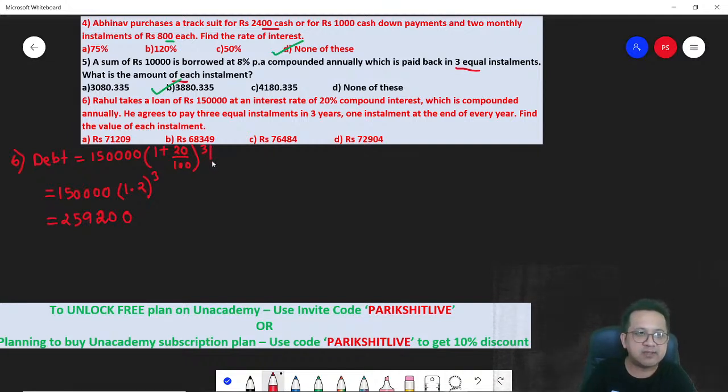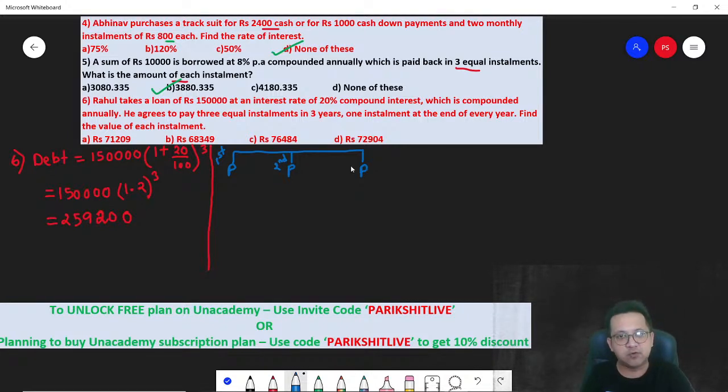So this is your debt. You decide to return the money in installments. So what happens? Let the value of each installment be P. P, P, P. The first P represents the money you returned at the end of the first year. The second P represents the money you returned at the end of 2 years. And the third P represents the money you returned at the end of the third year.